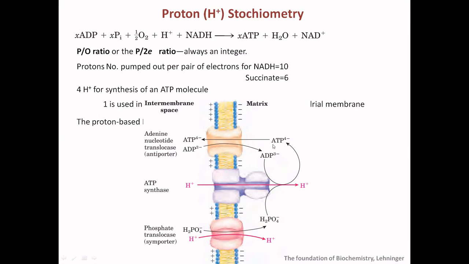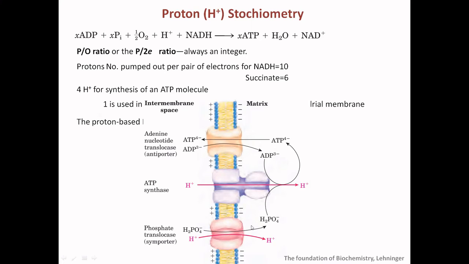So it takes ATP generated in the matrix out of the inner mitochondrial membrane, and in return, one ATP molecule into the matrix. And the phosphate translocase takes an inorganic phosphate from the outside of the inner mitochondrial membrane into the matrix by a symport mechanism using one proton.